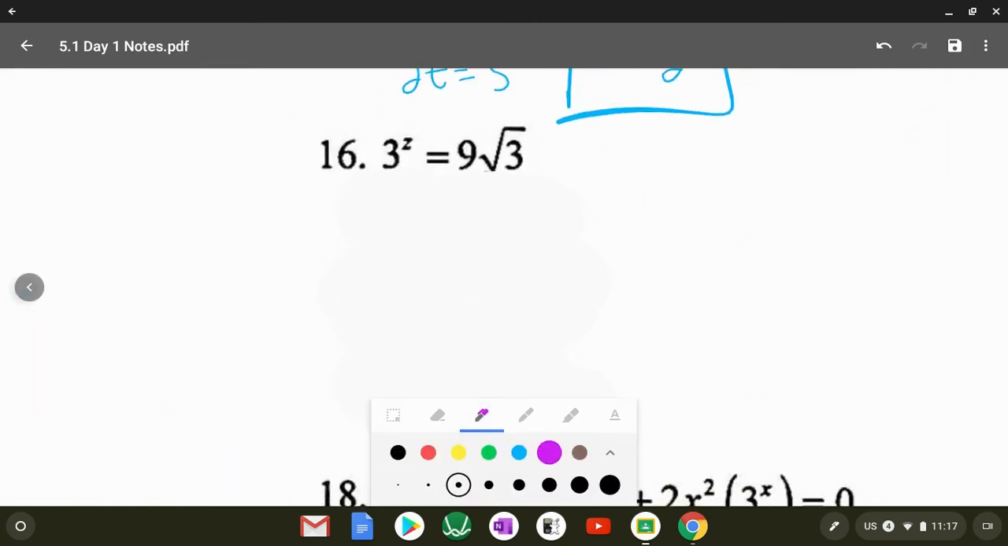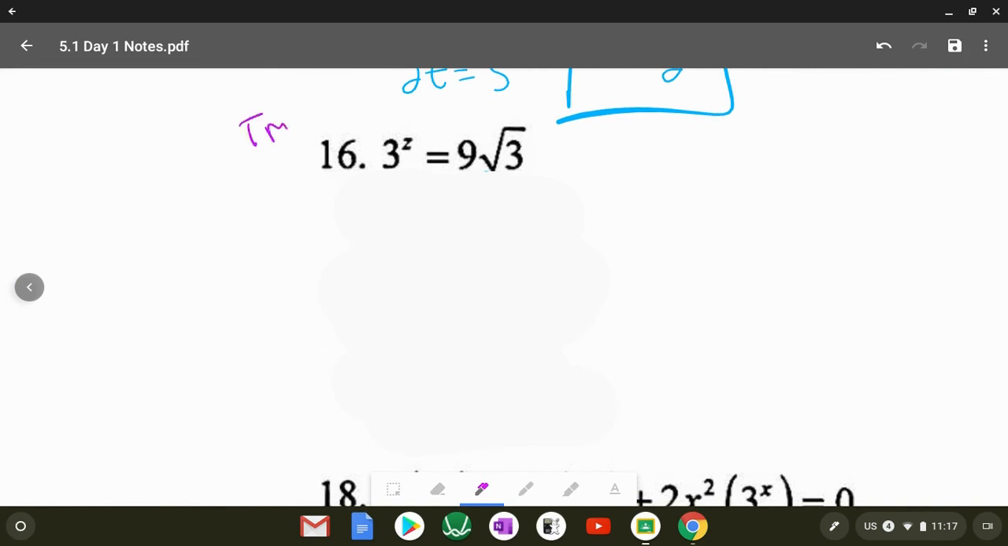So for number 16, go ahead and try this one on your own. Pause the video and try it, and then go ahead and unpause it after you're done. Check your work, make sure you got it right.